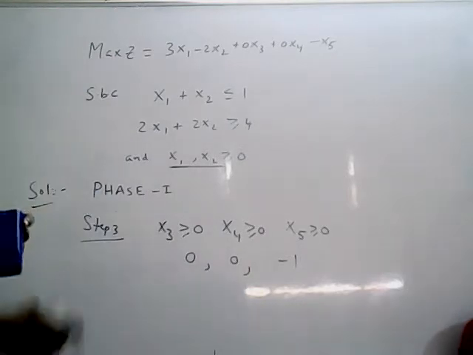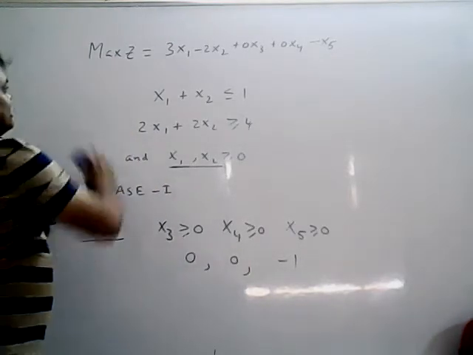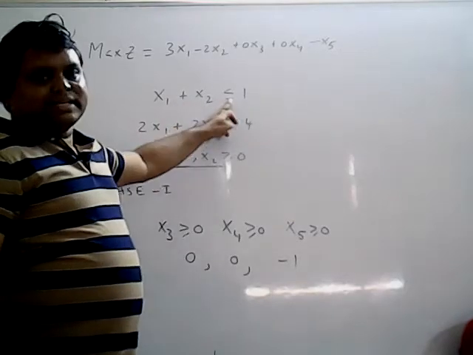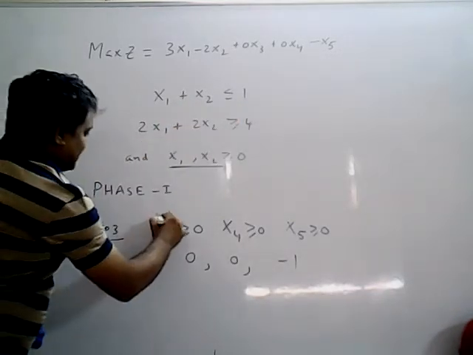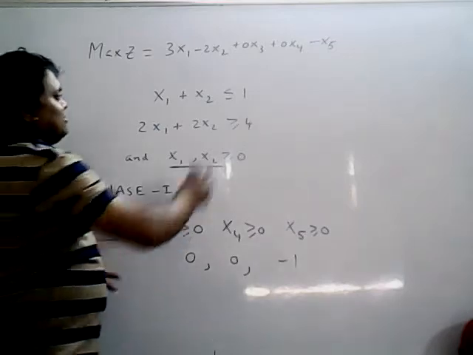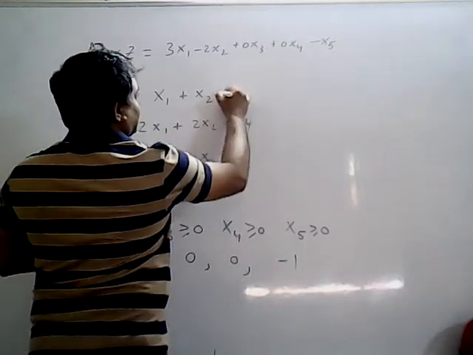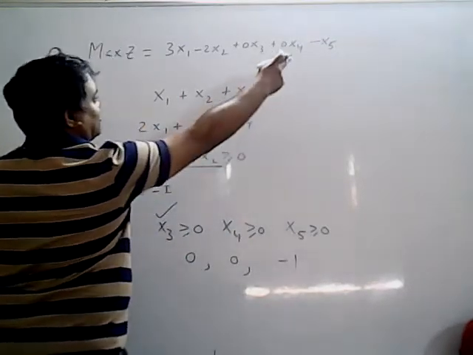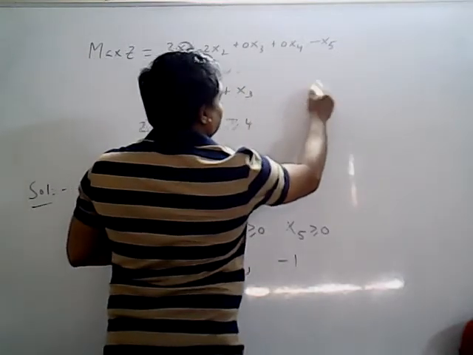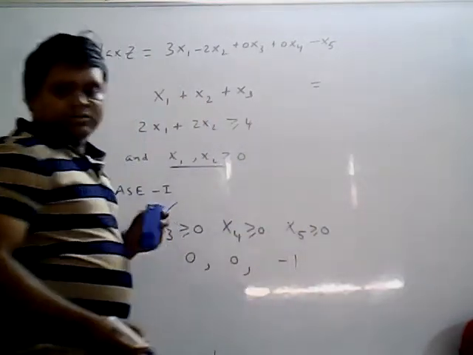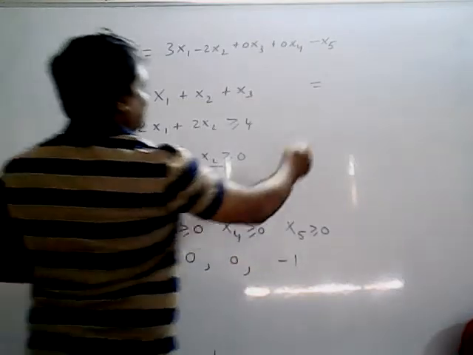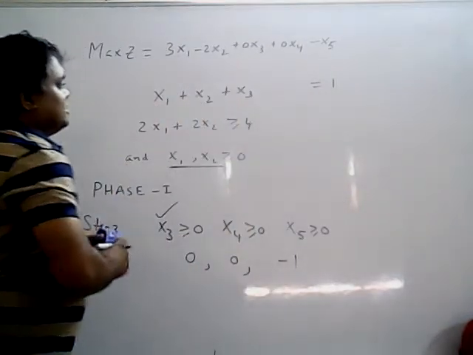Now see the first constraint: x1 plus x2. Less than or equal to means a slack variable is added, plus x3. We have 5 variables, so leave some space for x5, equal to the value 1. Next, see the second constraint.